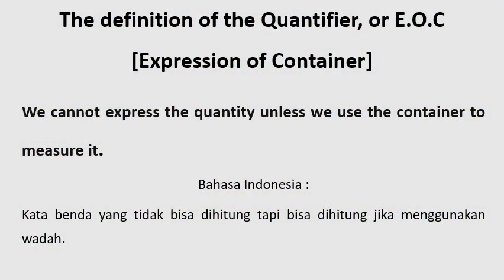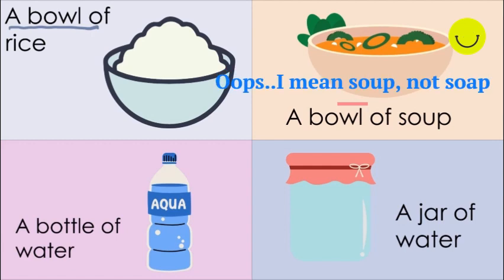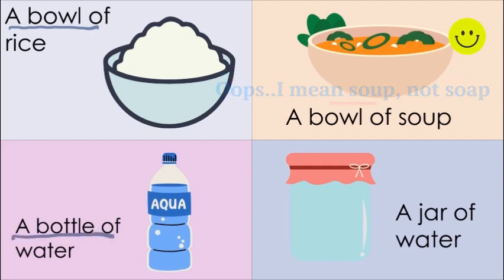The definition of the quantifier or EOC or expression of container is we cannot express the quantity unless we use the container to measure it. For example, a bowl of rice, a bottle of water, a bowl of soap, and a jar of water.